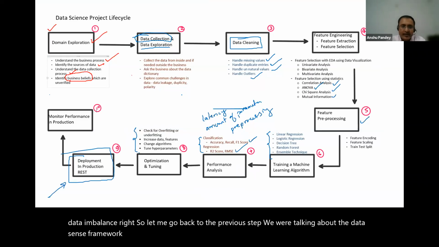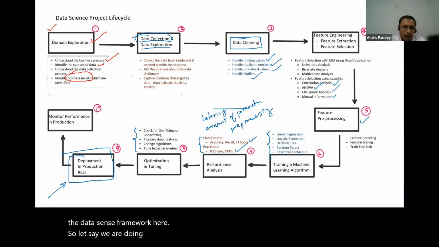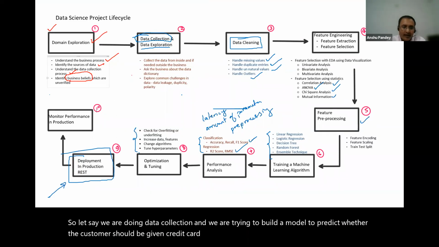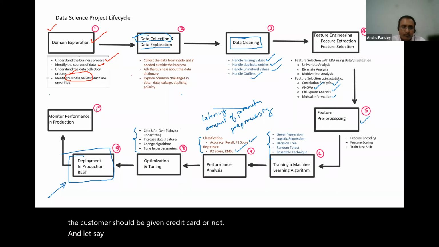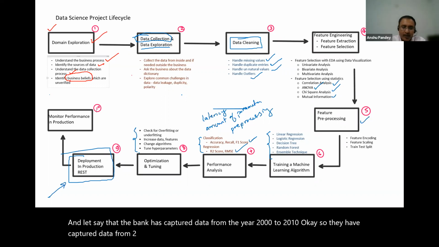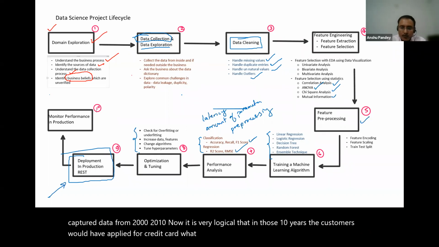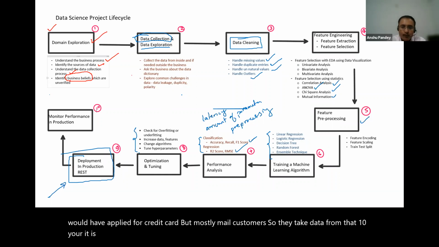So let's say we are doing data collection and we are trying to build a model to predict whether the customer should be given a credit card or not. And let us say that the bank has captured data from the year 2000 to 2010. Now it is very logical that in those 10 years, the customers who would have applied for a credit card were mostly male customers. So if they take data from that tenure, it is likely that the data is going to have gender bias, right?